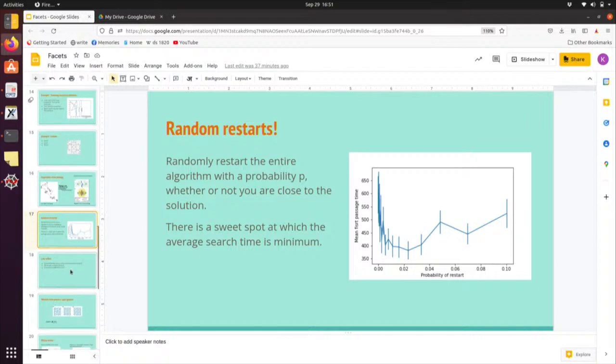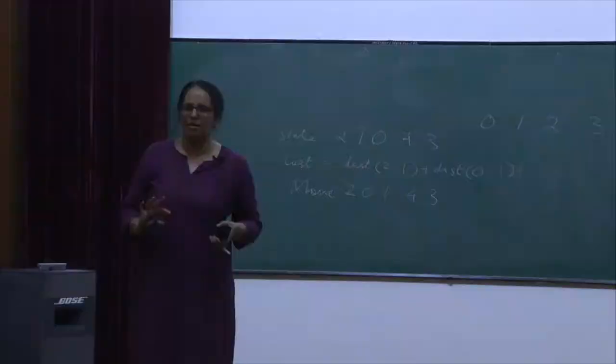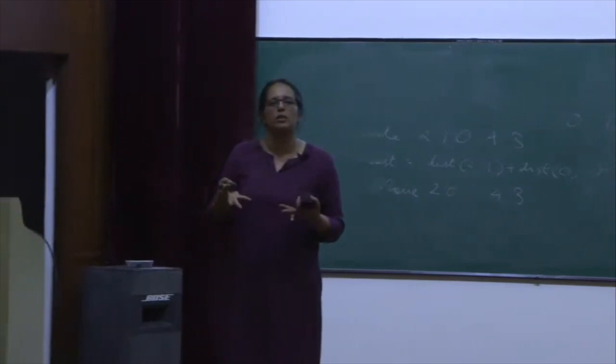So whatever I have told you so far has very little to do with that nice one-dimensional function that I first plotted for you. We have no idea what the cost function actually looks like. We have no idea how to plot it. It's not even one-dimensional. It's multi-dimensional, not even two-dimensional. Multi-dimensional cost function. So there's no way in which we can actually visualize it or plot it. We don't know the shape of this cost function.